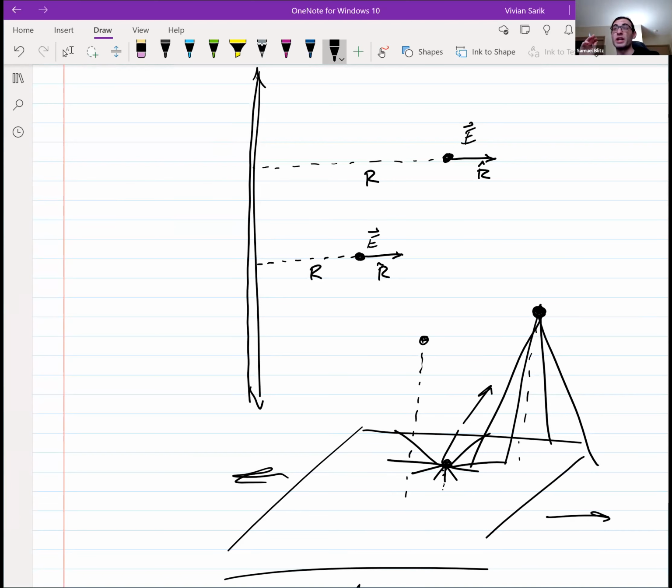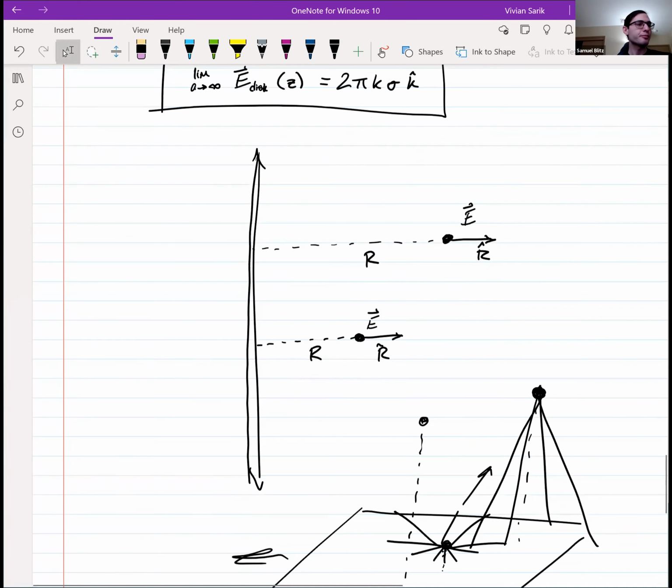If you're sitting at this point, it is actually impossible to tell how far away you are just by looking around, because it's not like you can see the edge, and if the edge gets small, or the size of the disk gets smaller, then you're further away. It'll always take up your entire field of view. So it's effectively impossible to figure out how far away you are.